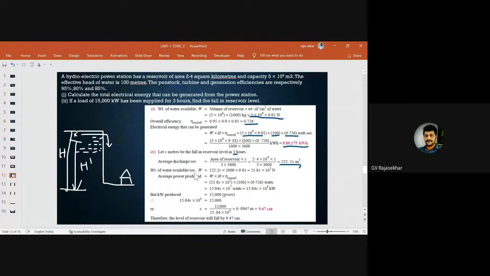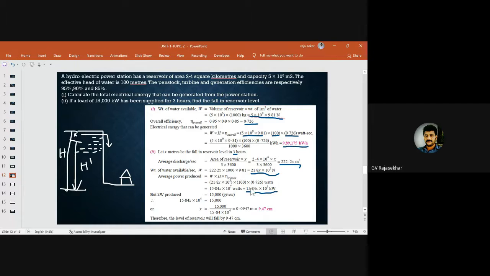Now the weight of the water available W: here the volume is reduced, right? So that is 222.2X into 1000 into 9.81, which is equal to 21.8X into 10 to the power 5 Newton. So the energy produced is WH into overall efficiency. Already you have calculated W, H we know is 100, and the overall efficiency we substitute here. You are going to get 15.84X into 10 to the power of 5 kilowatt hours.